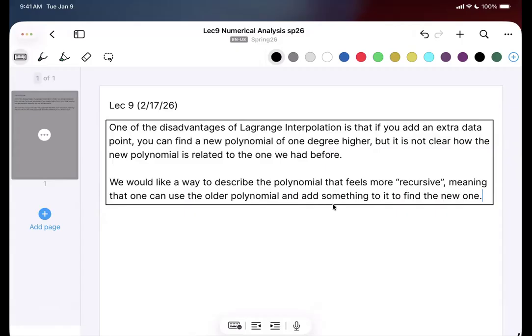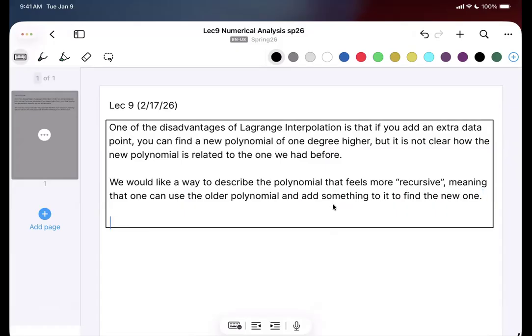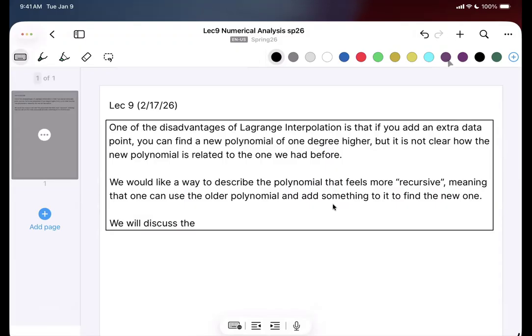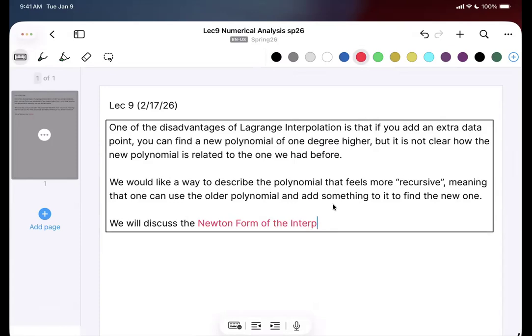Okay. And the way we will do this is actually basically Newton found the way to do this. It's called the Newton form of the interpolation polynomial. So we will discuss the Newton form of the interpolation polynomial.